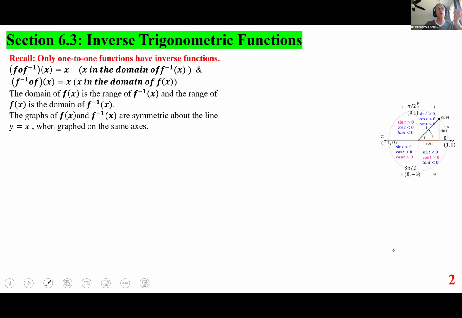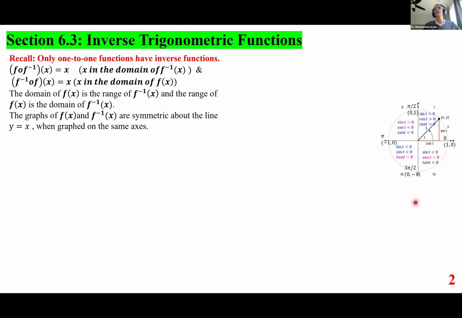Now we want to look at inverse trigonometric functions. Recall, only one-to-one functions have inverse functions. And when they do, their composite function is x. f of f inverse of x equals x, as x is in the domain of f inverse. And f inverse of f of x is x, x is in the domain of f. The domain of f of x is the range of f inverse, and the range of f of x is the domain of f inverse. The graphs of f of x and f inverse are symmetric about the line y equals x.